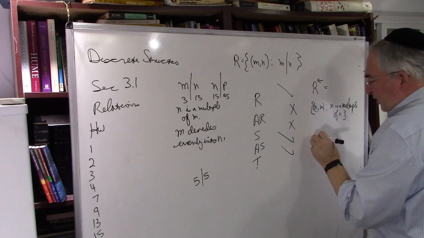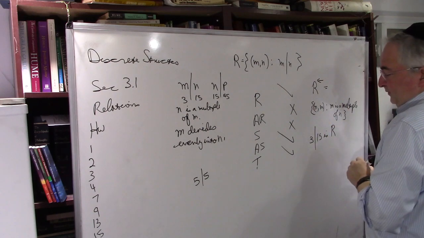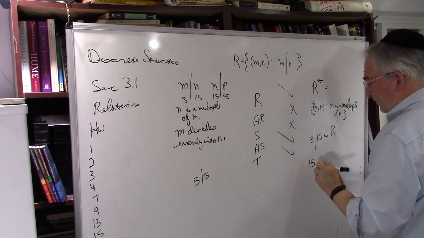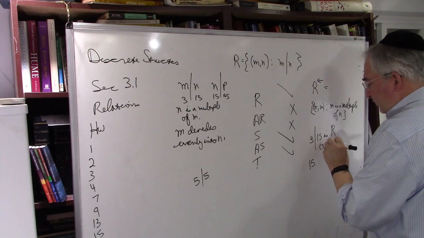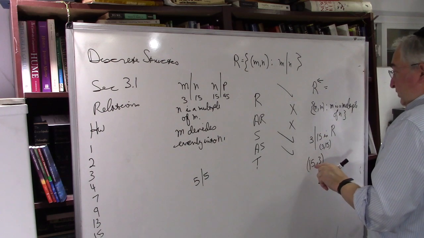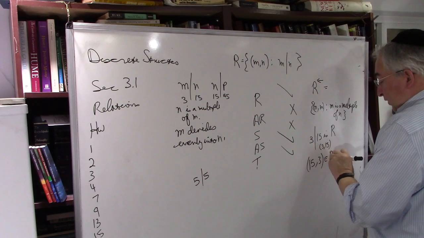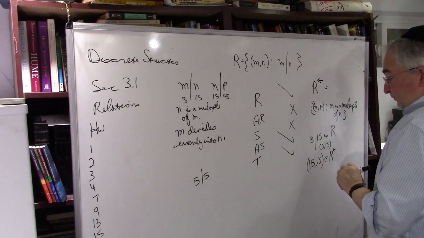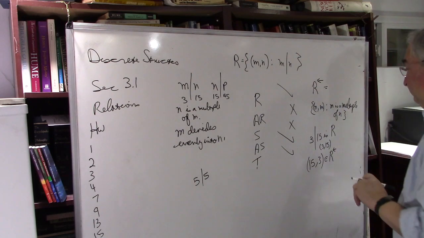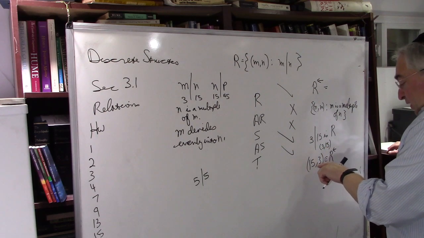So let's go through it. Okay, 3 goes into 15 in R. So we say 3 is related to 15. Okay, 15 is related to 3 because 15 is a member of R back arrow. So I got this wrong. Okay, so 3 goes evenly into 15.